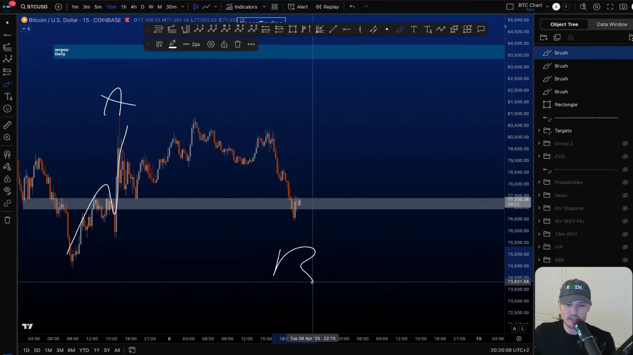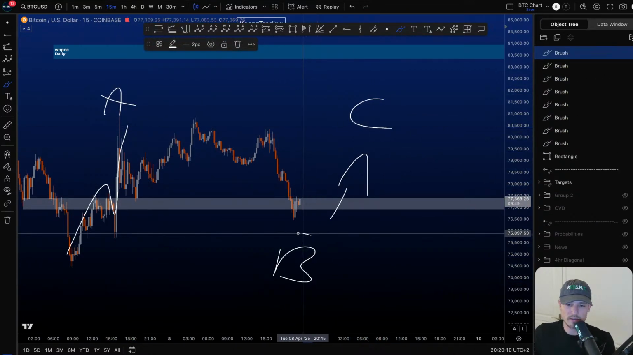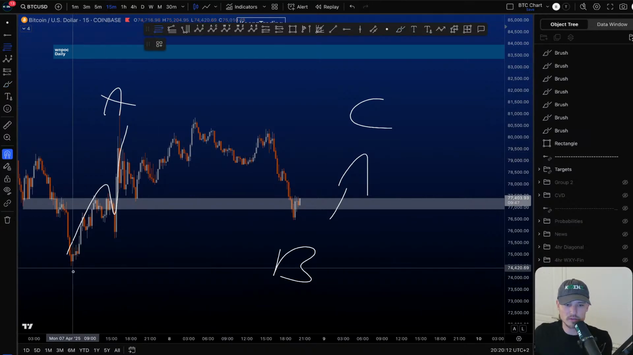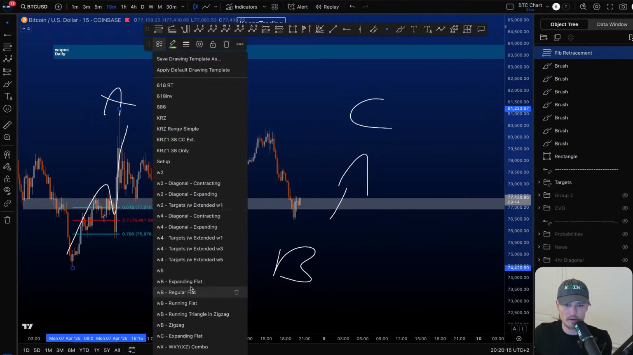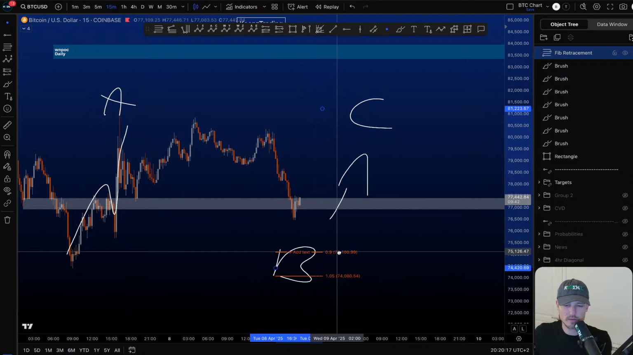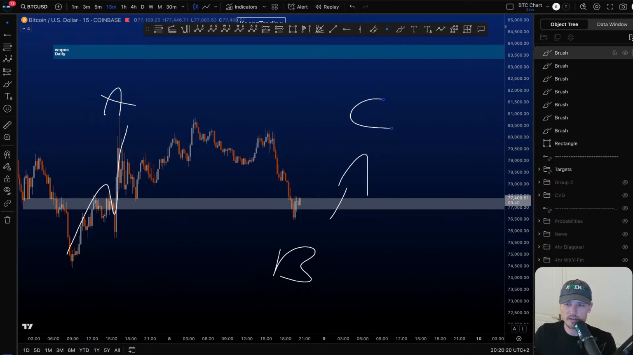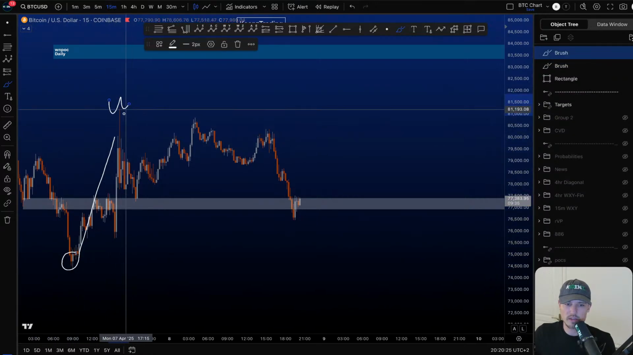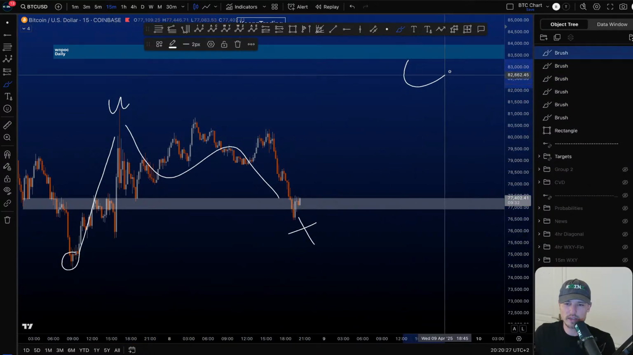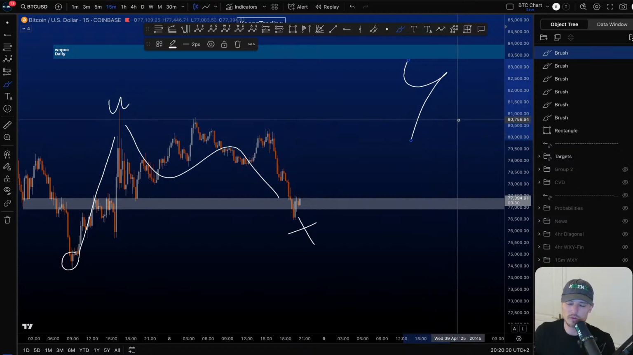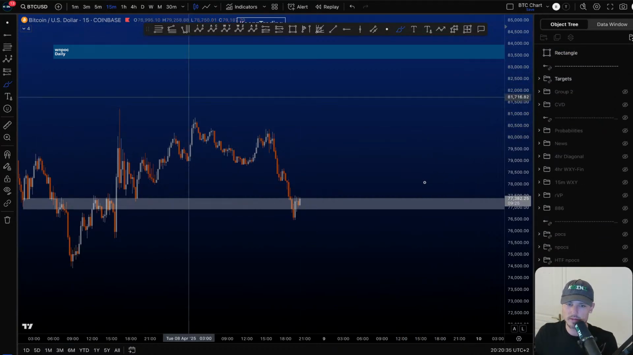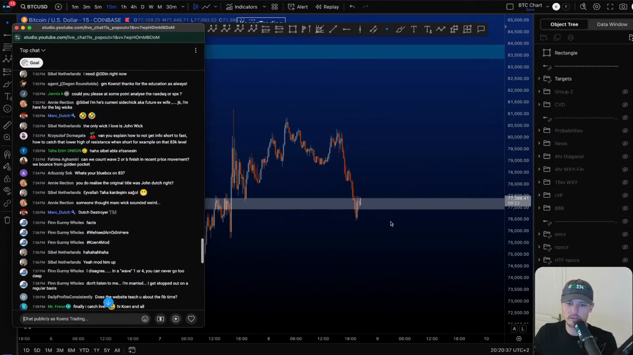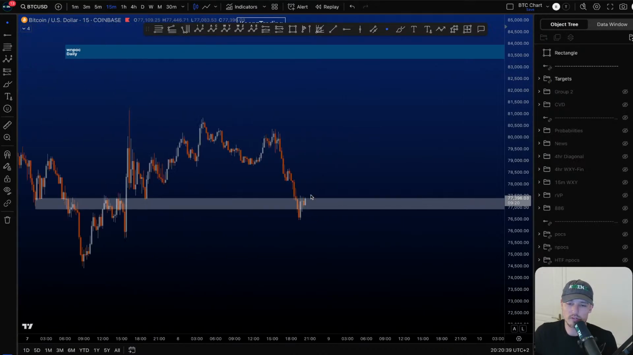If you want to label this A, B, and look for C, you need a flat. Minimum target for B in a flat is the 0.9 of wave A, which is over here at 75-100, which isn't touched. Therefore, probabilities are higher. You're looking at a W, and then if you get a bounce, that's your X, and you look for a Y, either sideways or a double zigzag to the upside in wave Y. But the answer is yes, there is that opportunity.